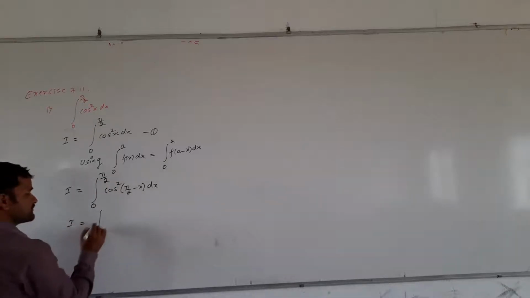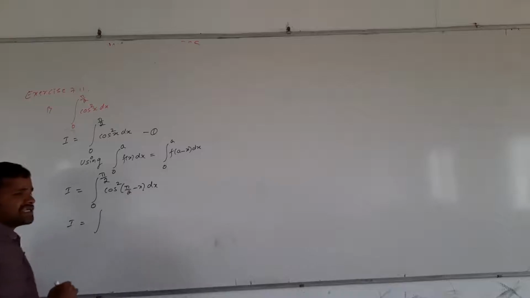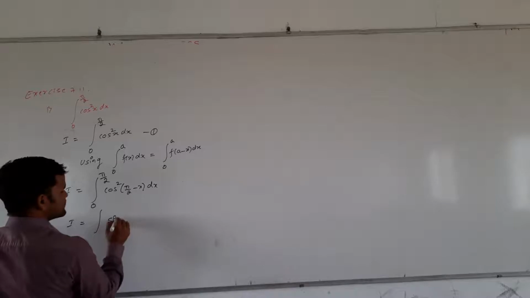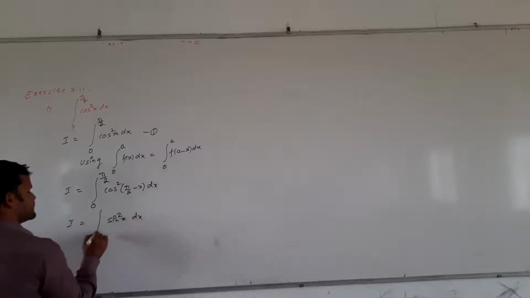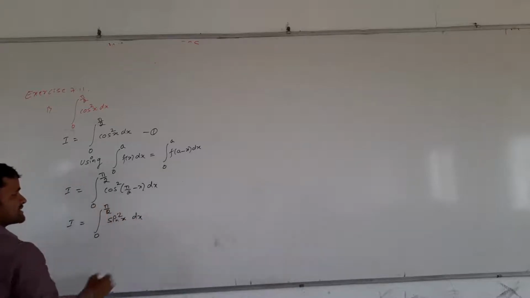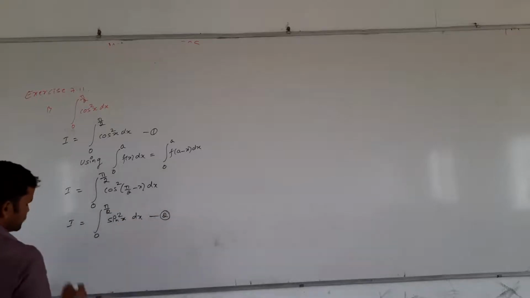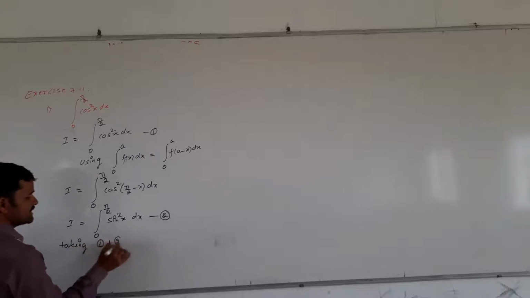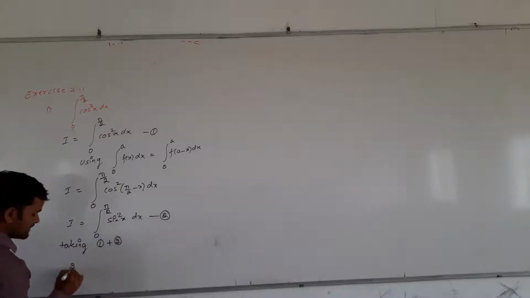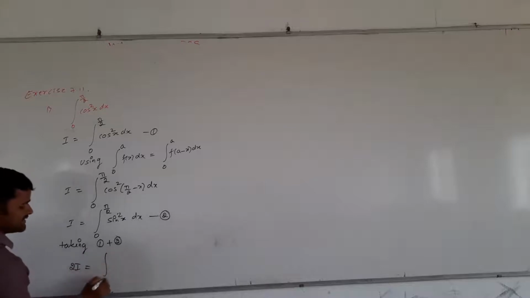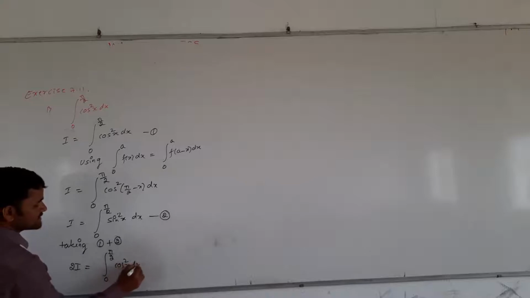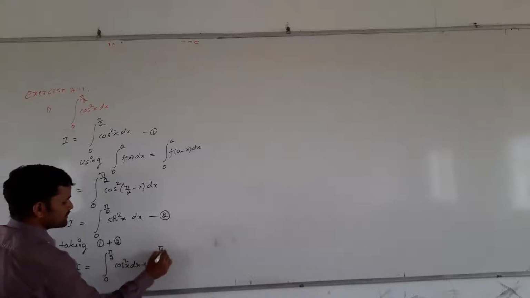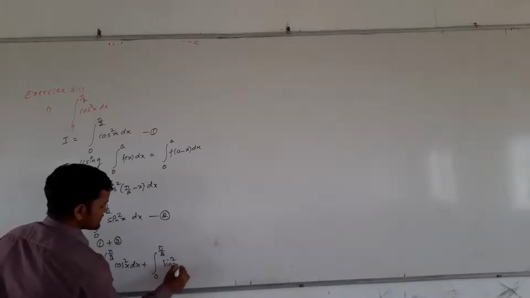I is equal to integration of cos square of 90 minus x. Cos of 90 minus x is sin x. Square is there, that becomes sin square x into dx. The upper limit and lower limit will be as it is. Take this as equation 2. Now what you do? Taking equation 1 plus equation 2, left hand side I plus I, 2I, is equal to right hand side integral from 0 to pi by 2 cos square x into dx plus integral from 0 to pi by 2 sin square x into dx.